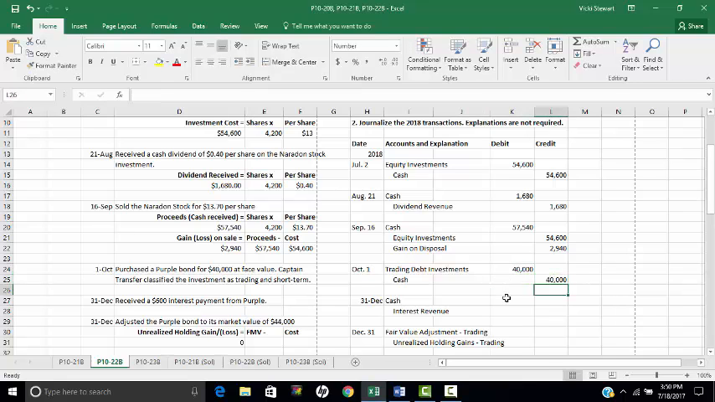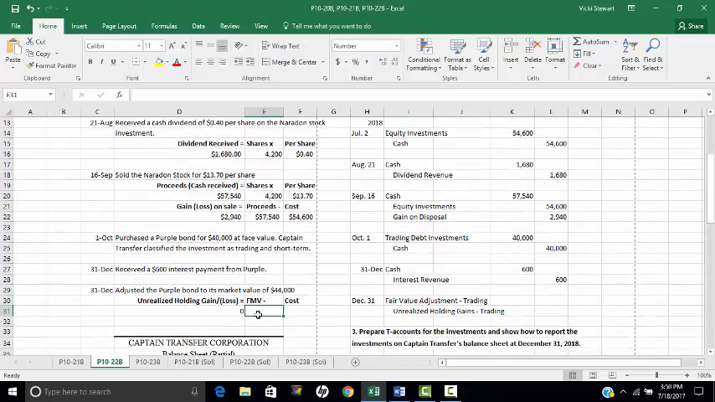It states on December 31st that we received a $600 interest payment from Purple. So we would need to record the receipt of this interest by debiting cash for $600 and crediting interest revenue for $600. Our next entry states that on December 31st, we adjusted the Purple bond to its market value of $44,000. So that we are holding this investment as a trading security.